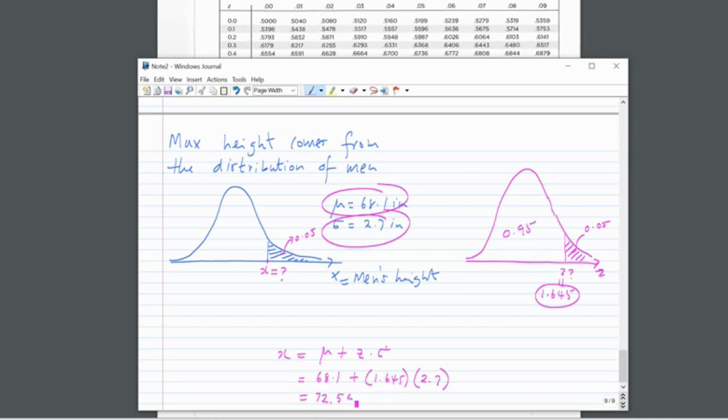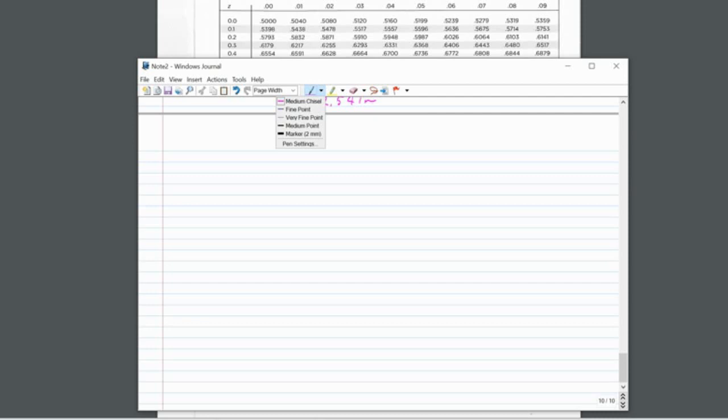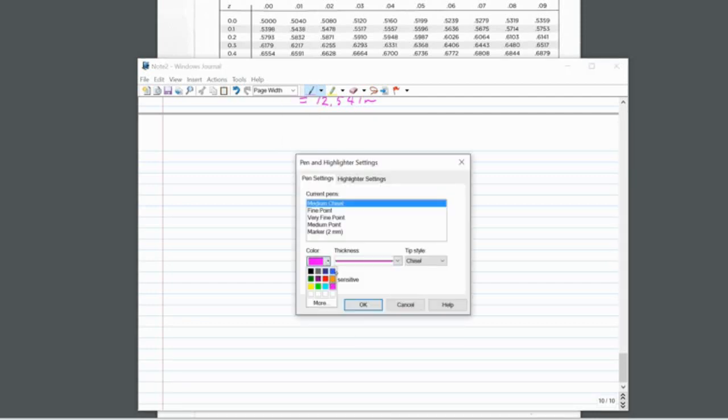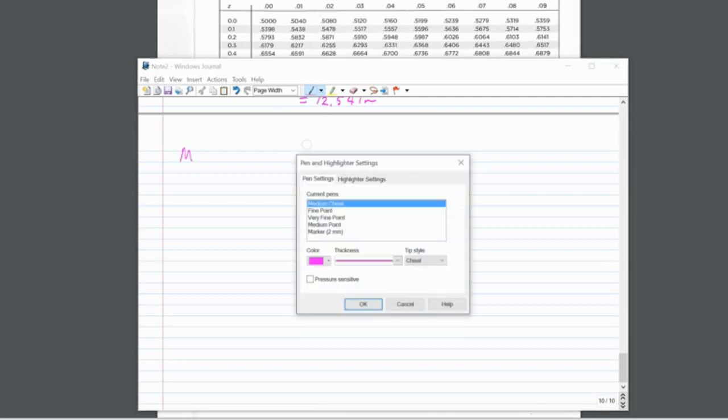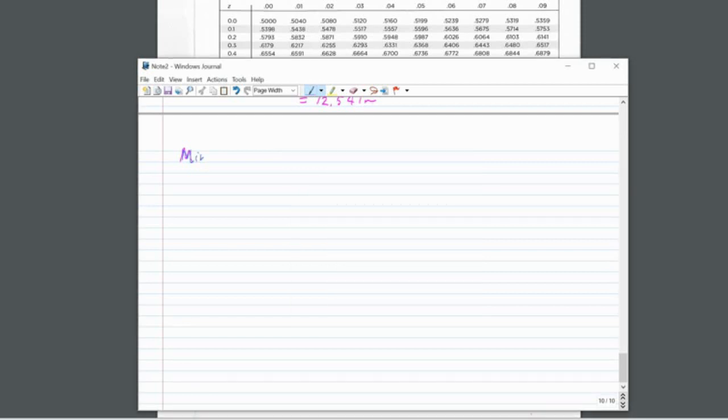72.54 inches. So the maximum height requirement is 72.54. Now we have to find the minimum height requirement. The minimum height requirement comes from the population of women.